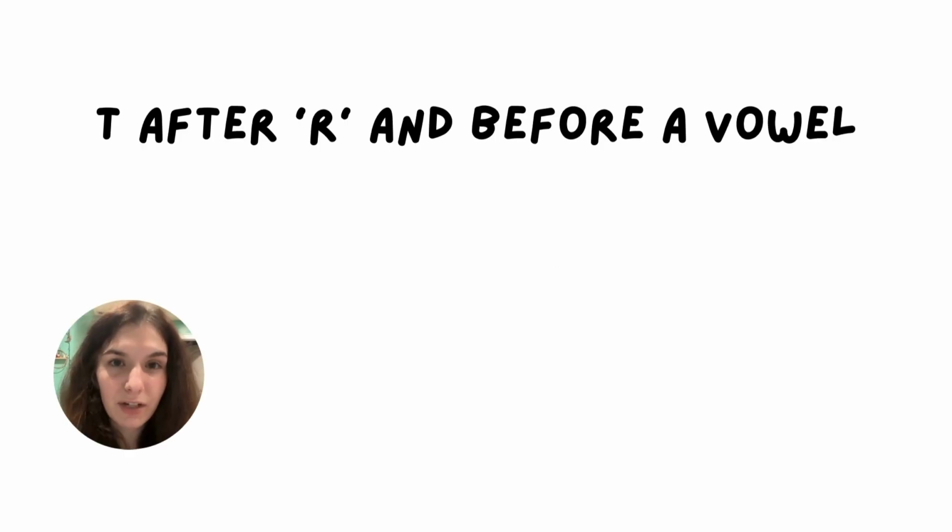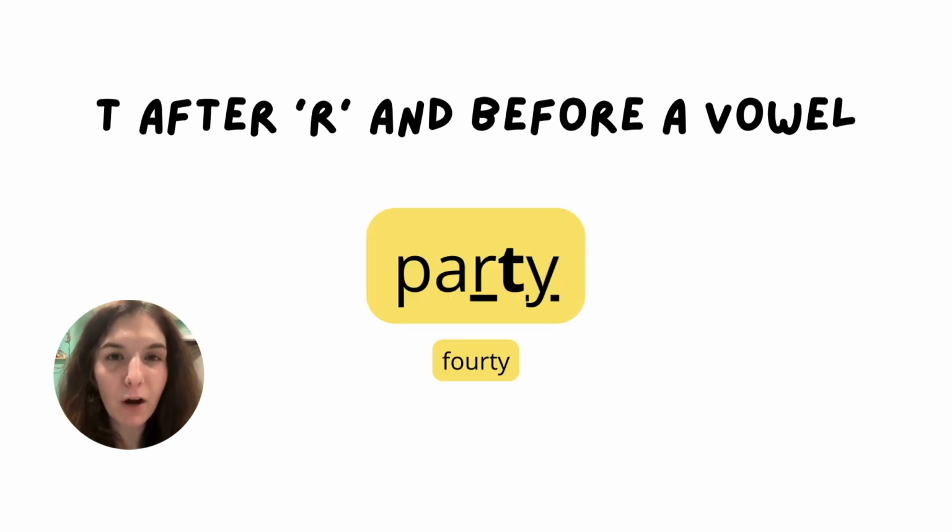The next situation in which an American T sound will change to a fast D sound is when T is located after an R and before a vowel. Let's look at some examples. Here we have the word party. So this T is after an R sound and before a vowel sound. Remember, Y sometimes represents a vowel sound in English. So the pronunciation here is party, party.